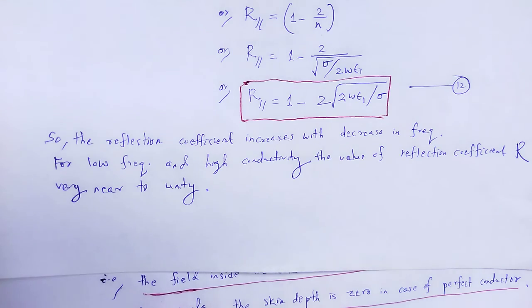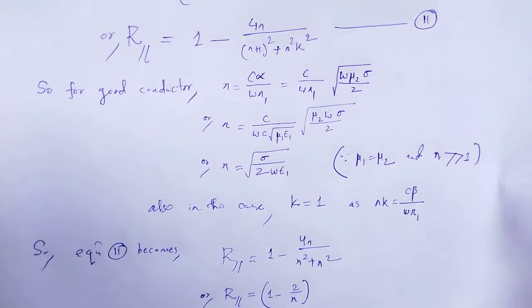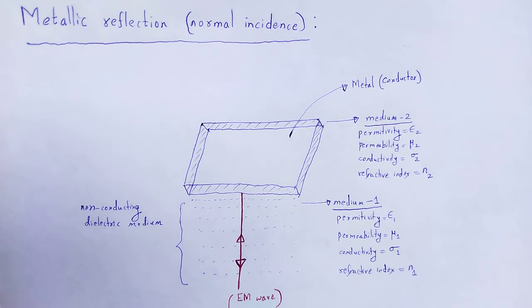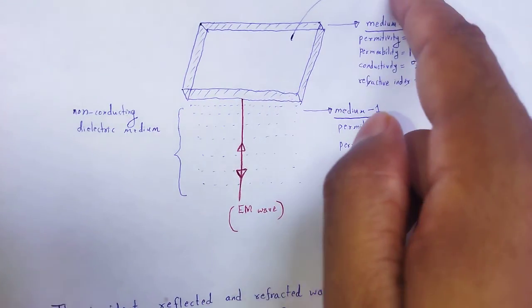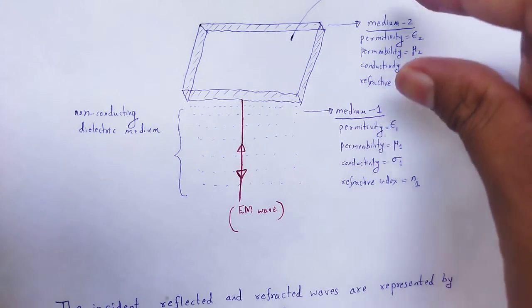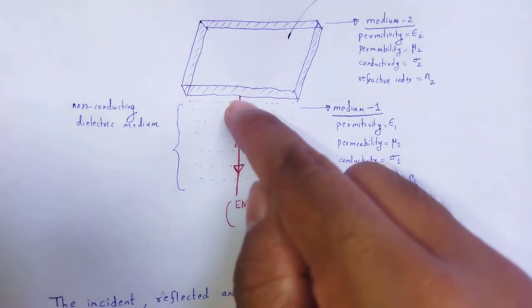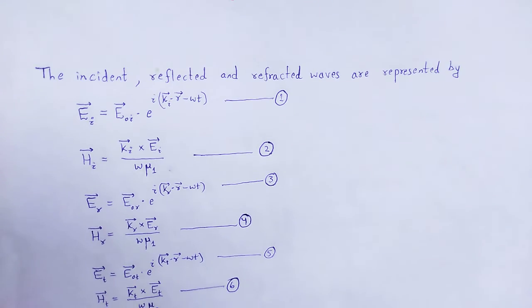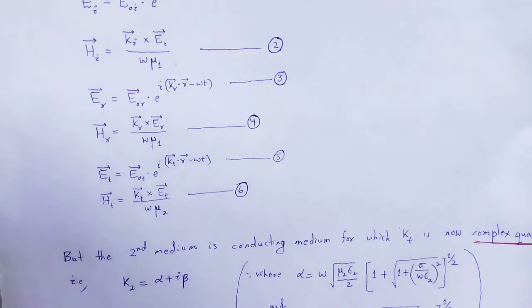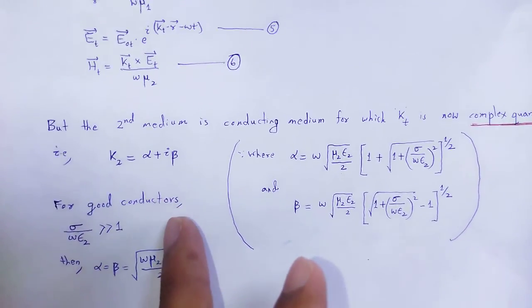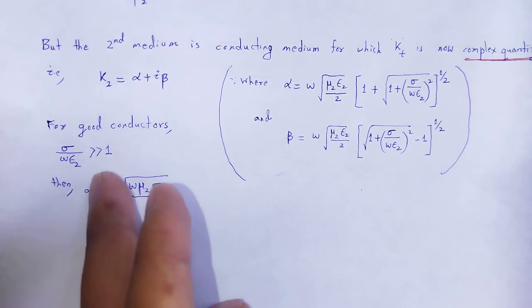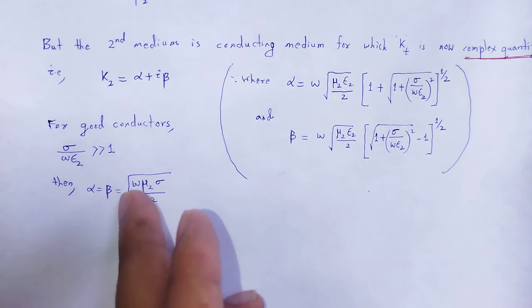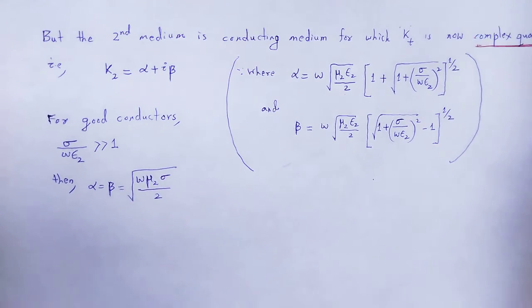So here, with the help of this video lecture, we understand the concept of metallic reflection at normal incidence situation. Non-conducting dielectric medium, this is medium 1, conducting medium for medium 2, electromagnetic wave incident normally. The expression for incident, reflected and refracted waves, but for medium 2 K2 is complex, and the values of alpha and beta are written. For good conductor situation this factor is very greater than 1, therefore alpha is equal to beta.